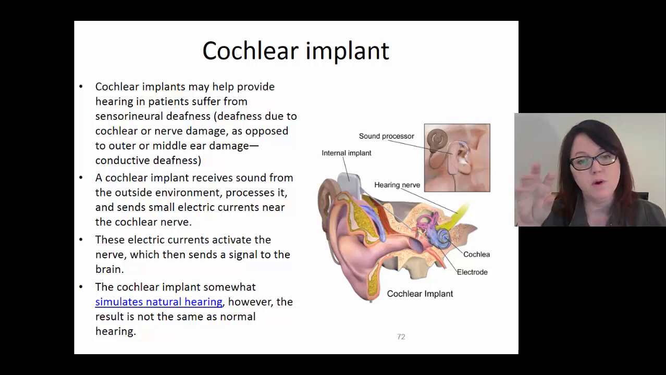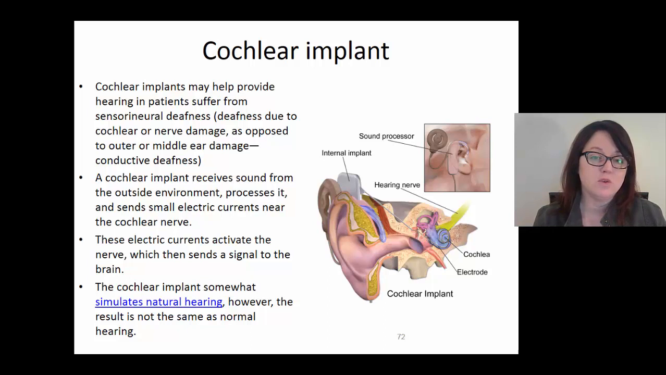So the external component receives sound from the outside environment, processes it, and then sends a small electric current near the cochlear nerve. That's the internal component then. These electrical currents activate the nerve, which then sends a signal to the brain. The cochlear implant only somewhat simulates natural hearing, but it's not exactly what we would call normal hearing.